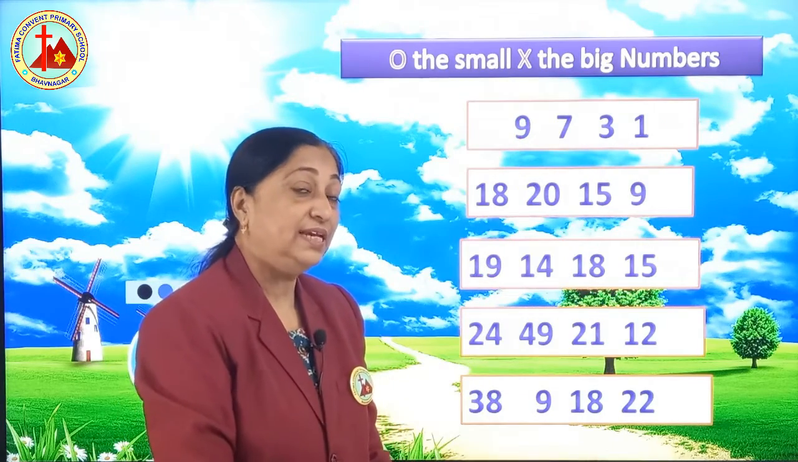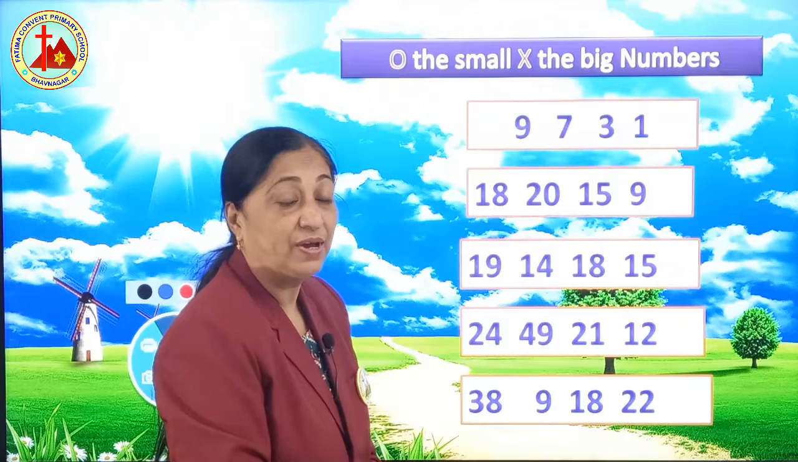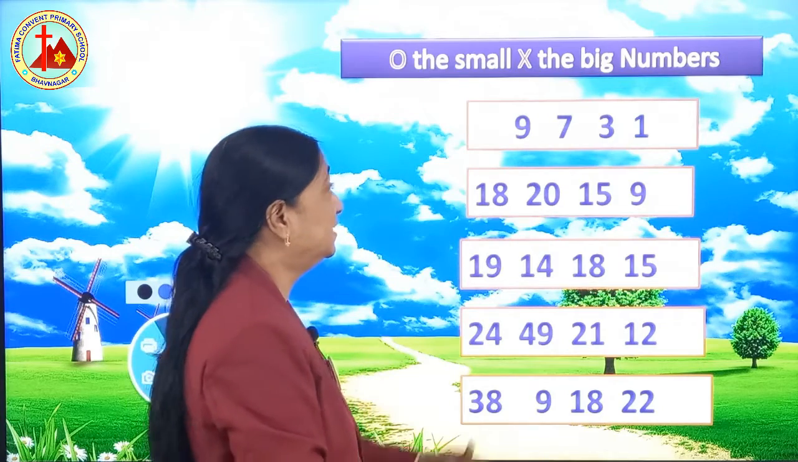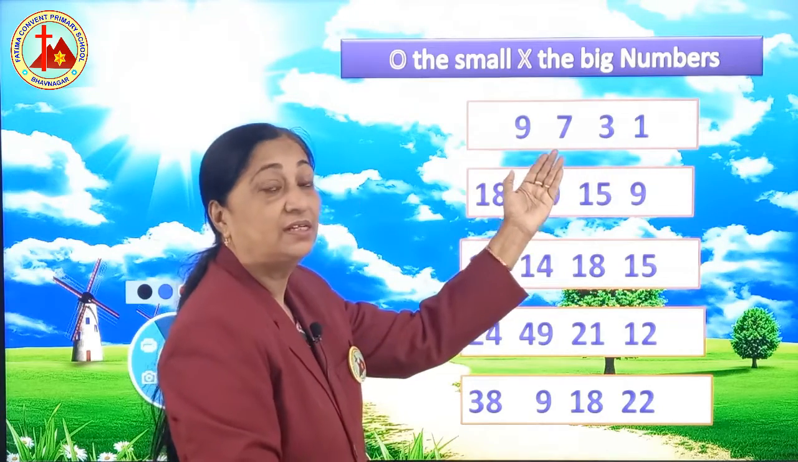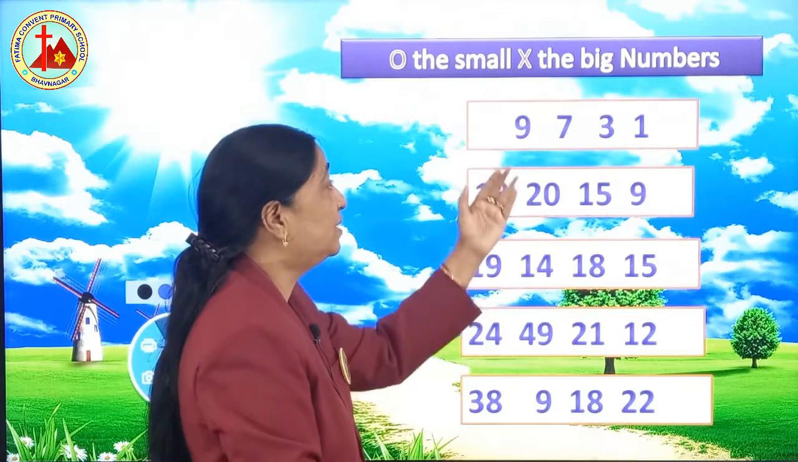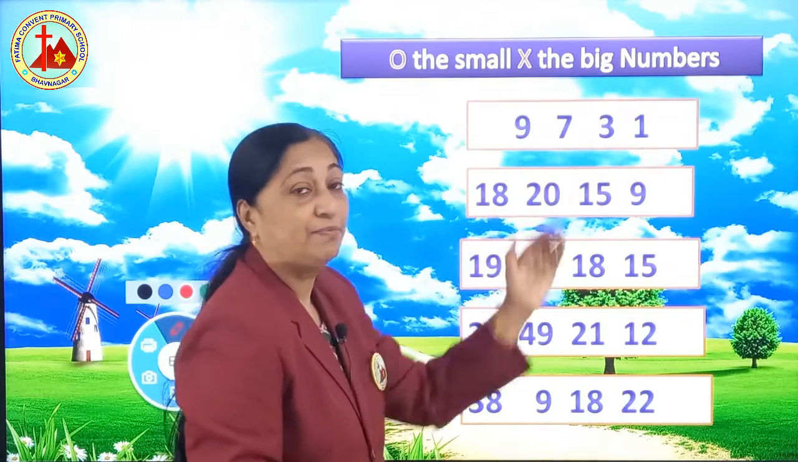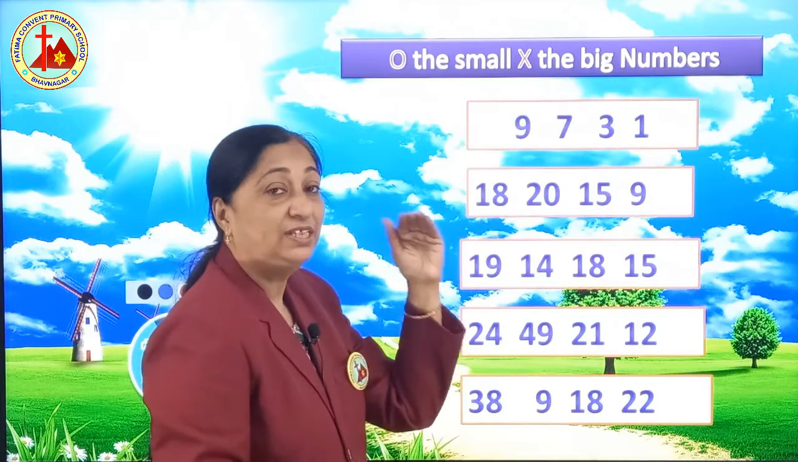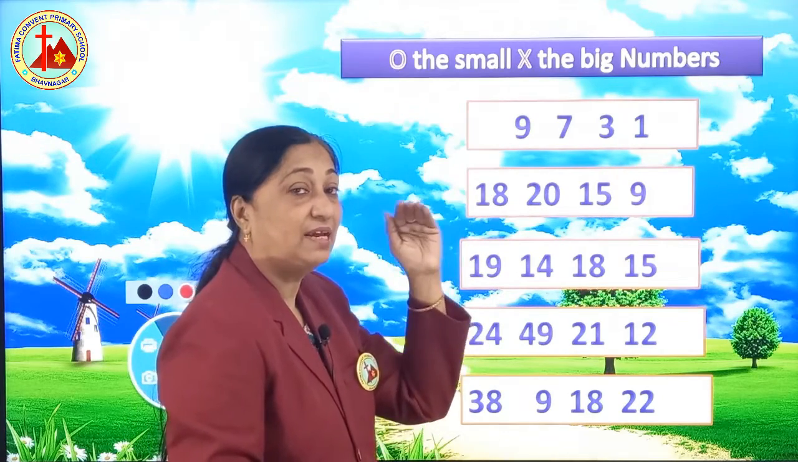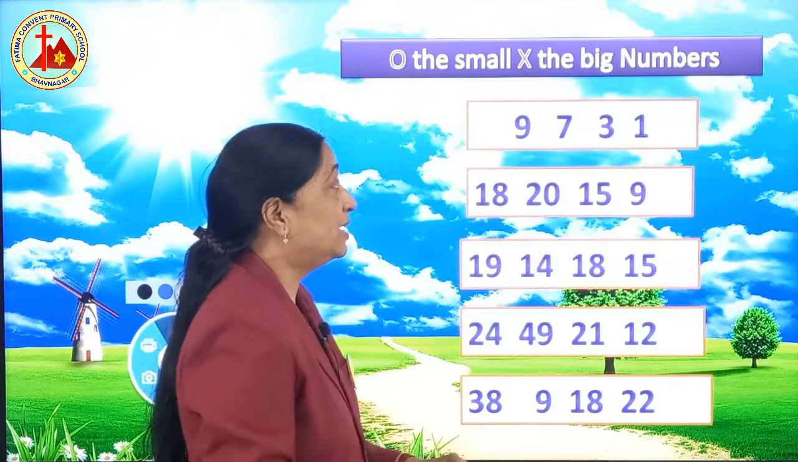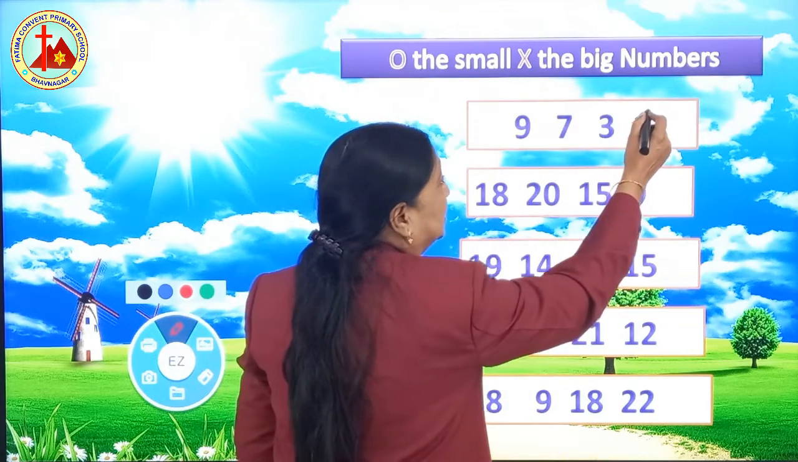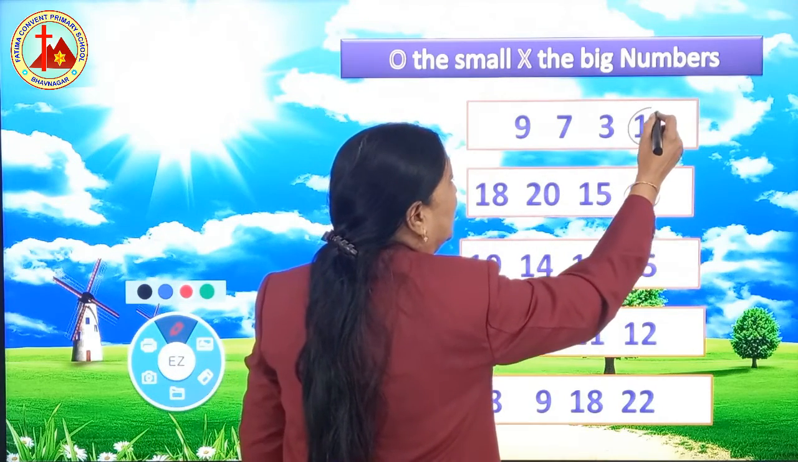Now we will do the same thing with more numbers. We have to compare more numbers. Yes, the same way, we are going to circle the small one and cross the big one. Now number 9, number 7, number 3 and number 1. You have to see which number comes first. We say number 1. So number 1 is the smallest among all these numbers. So you have to circle only one number.